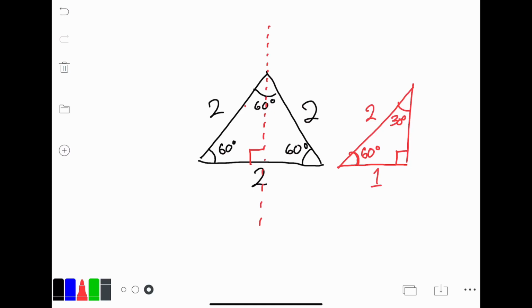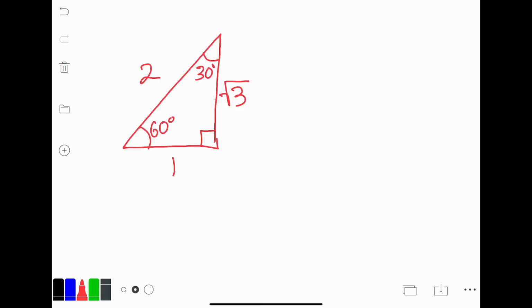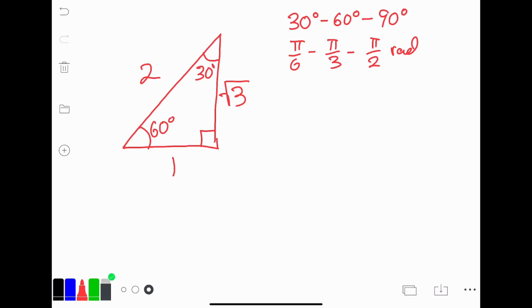And then if we want to find the missing side, we can use Pythagoras' theorem. And you end up figuring out that this side is equal to square root of 3. Therefore, the second special right triangle is called the 30, 60, 90 triangle, or the pi over 6, pi over 3, pi over 2 radian triangle. Because again, if you wanted to represent these angles in radians, they would be pi over 6, pi over 3, and pi over 2. So this here is, again, the simplest numbers we can use to represent this right triangle.